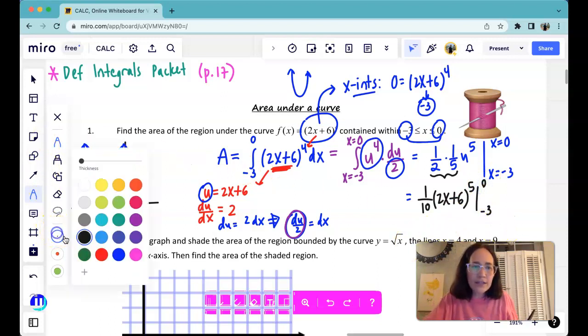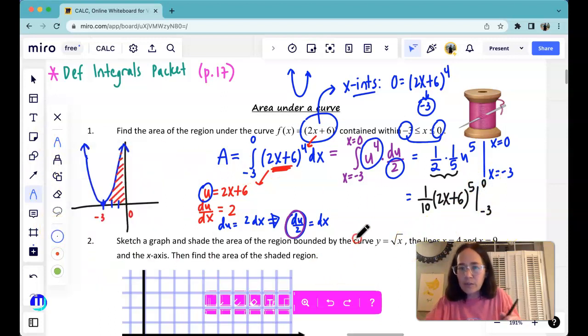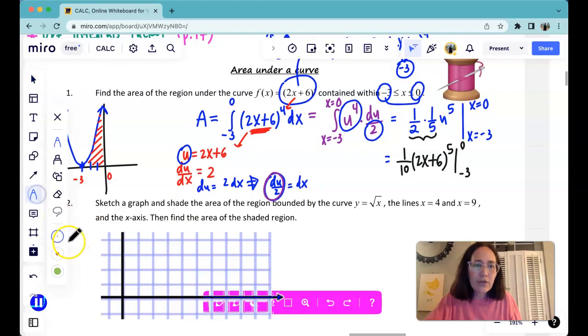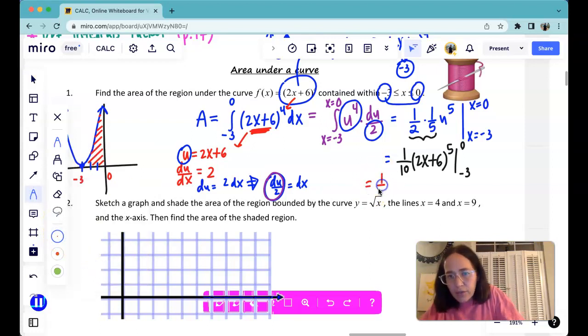In the video, I'll kind of zip through this part. You want to take this a little bit slower and be more careful with it so as not to make a mistake. But we're plugging in 0. We're subtracting what we get when we plug in -3. So it still is 1/10. With 0 plugged in, you'll just have 0 plus 6, so it's 6 to the fifth, and then minus what we get when we plug in -3. So -3 plugged in gives you -6 plus 6, which is 0 to the 5th.